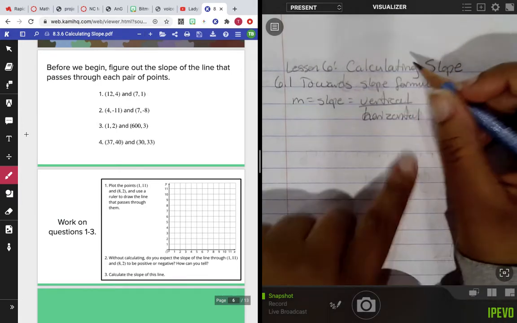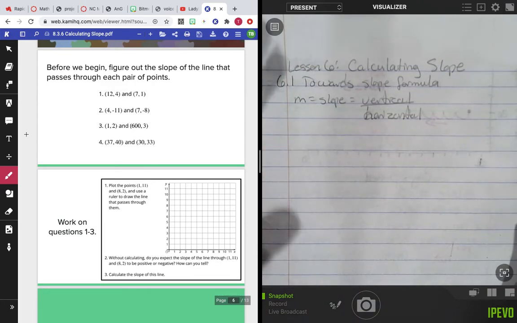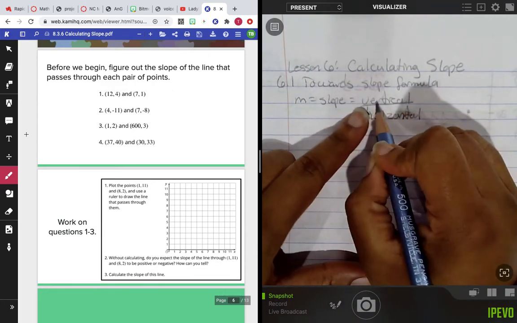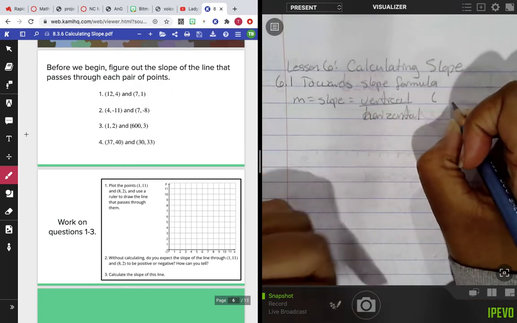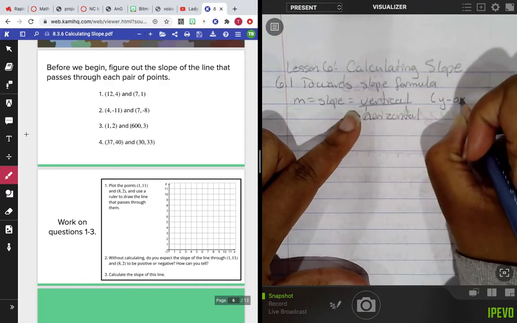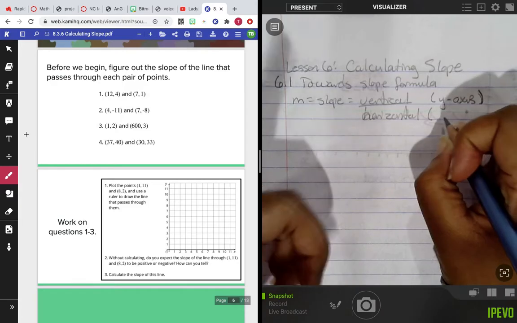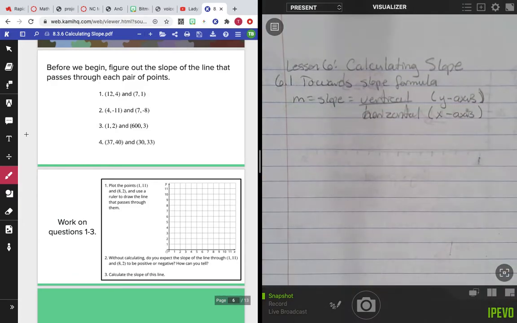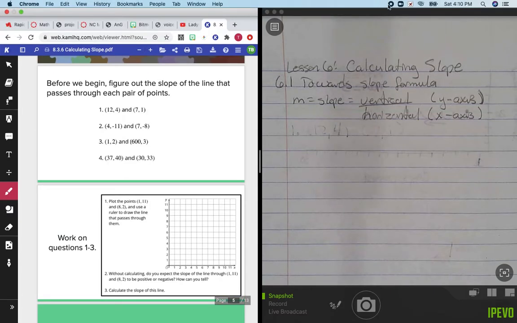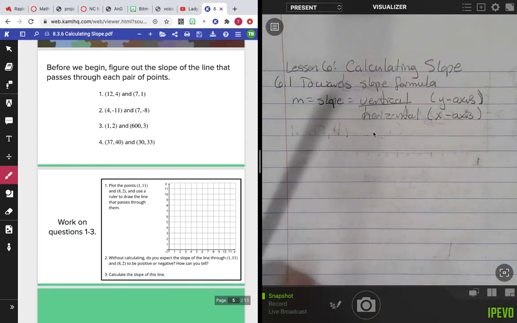Now, first we need to understand, again, what vertical and horizontal is referring to. When we're talking about our vertical distance, that is referring to the numbers that are about the y-axis. And when we're talking about the horizontal distance, that's talking about the numbers that are on the x-axis. Okay? Let's look at our first point.